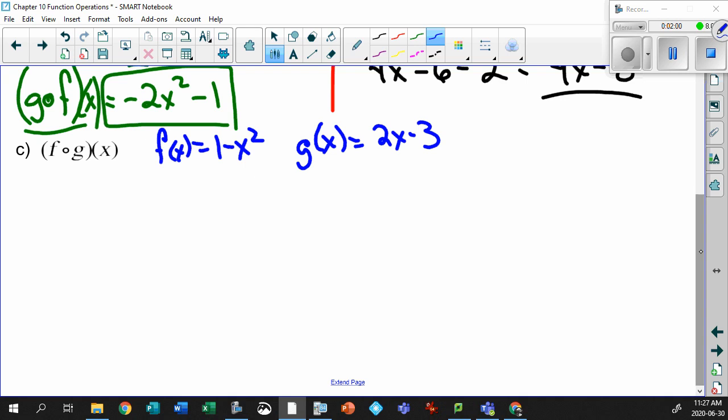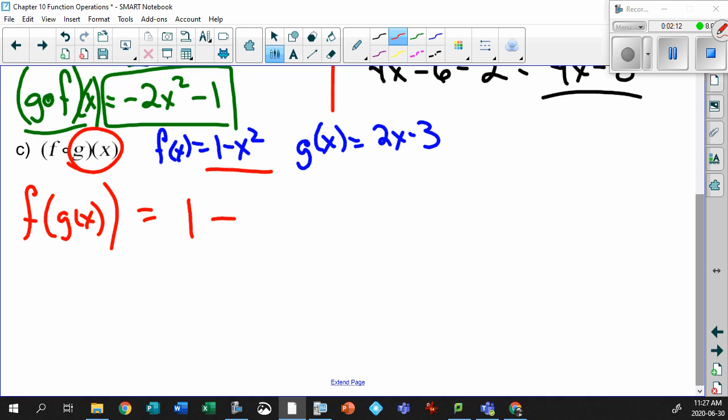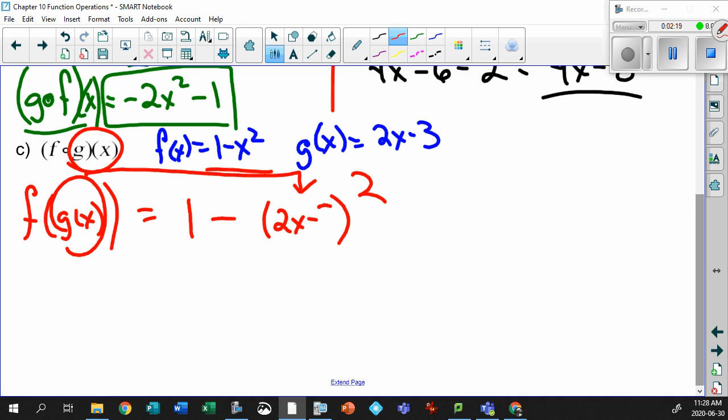Now, let's answer the question. What if this one says g of x is now substituted into the f of x? Give me the f of x, 1 minus bracket squared. Take the g of x, throw it in there: 2x minus 3. Now, here's the big mistake. You especially see this with grade 10s. They forget that this does not mean distribute this power. This actually means 2x minus 3 times 2x minus 3.